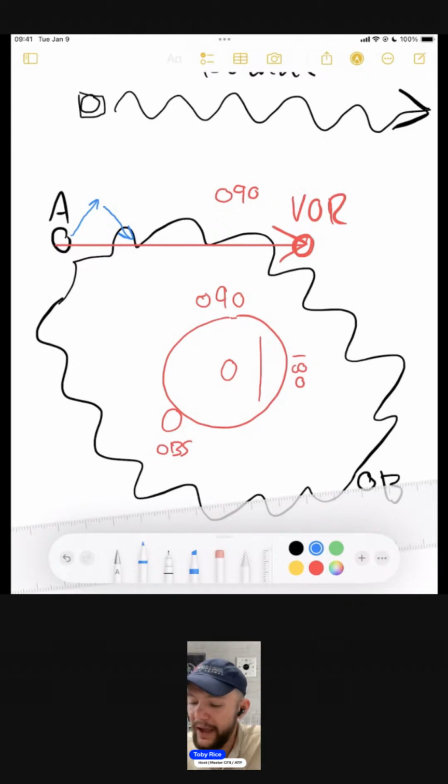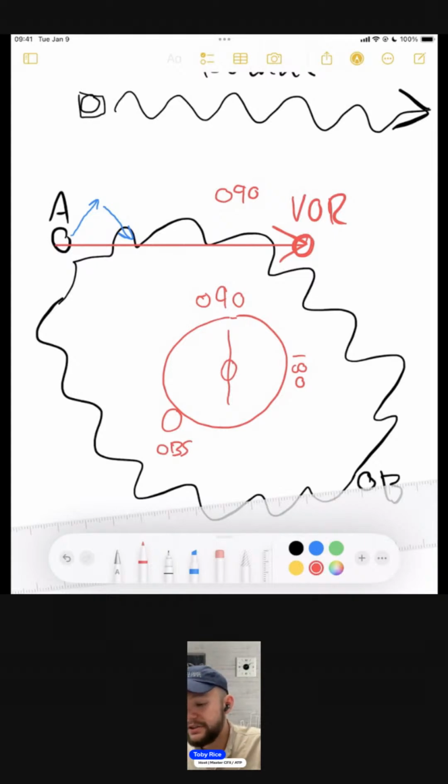I would turn my heading to say south or maybe southeast or something like that, and I would get to that radial. As soon as that radial centers on my CDI, on my instrument, I will know, hey, I am now on the 090 course that I want to be to that VOR.